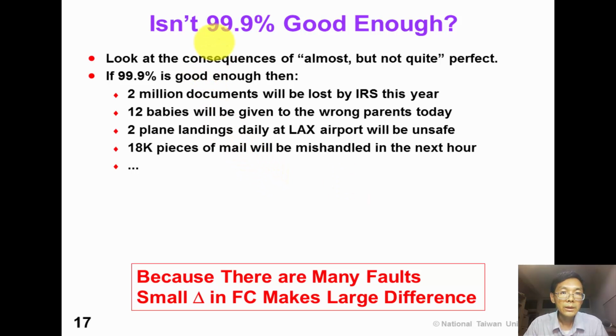If you think 99.9% fault coverage is very good, then you might need to consider this case. If 99.9% is good, then 2 million documents will be lost by IRS, Internal Revenue Service, this year, and 12 babies will be given to the wrong parents today, and so on. Because there are many faults in a circuit, even a small delta in fault coverage makes a very large difference.